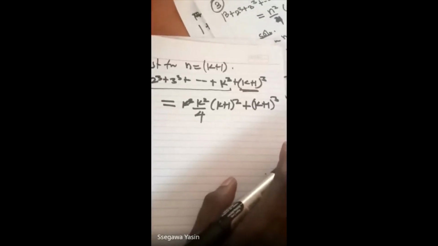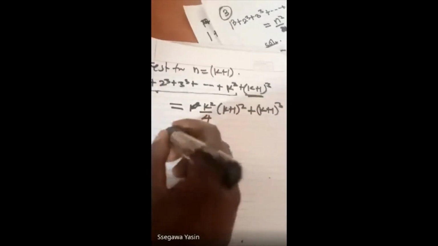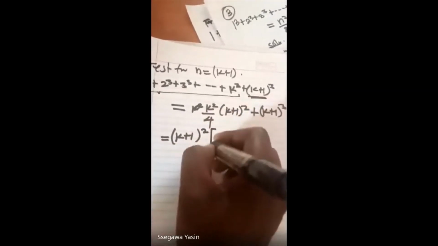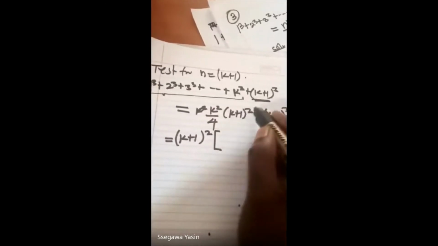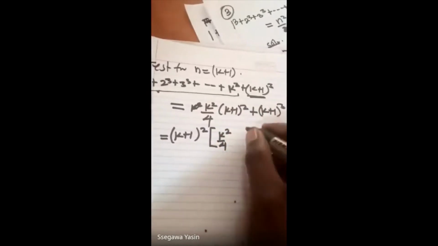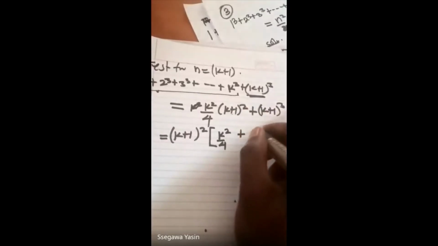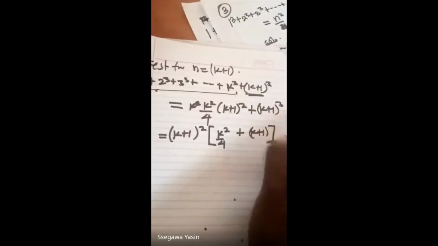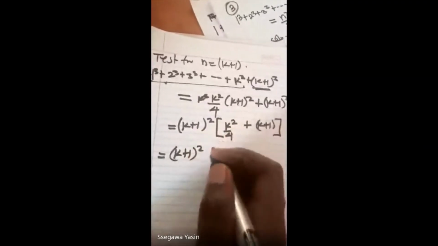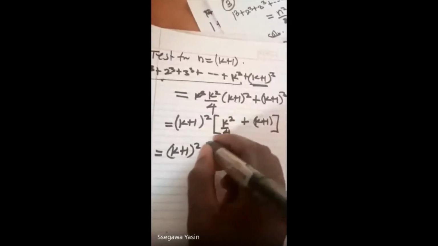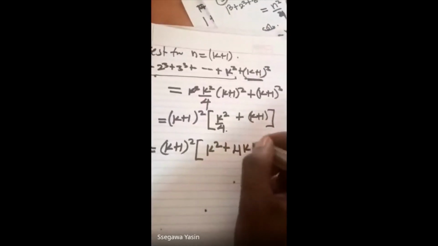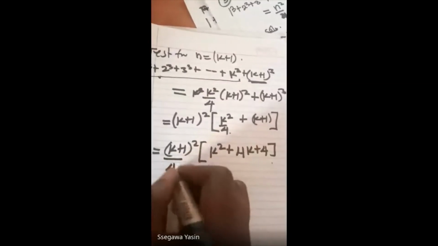Now, there is a common factor which is k plus 1. So I'm going to say k plus 1, this is squared, because squared is the lowest power here, this is to 2, this is to 3. So I have to take it to 2. I get k squared over 4, then 1 plus k plus 1. This is equal to what? This is k plus 1 squared, then into k squared plus 4k plus 4, this is over 4. Please, this one is simple.